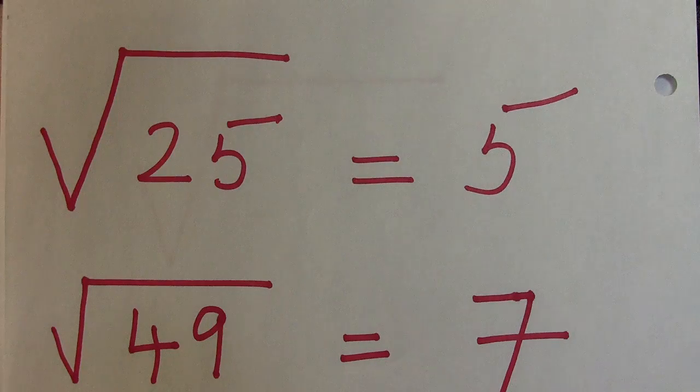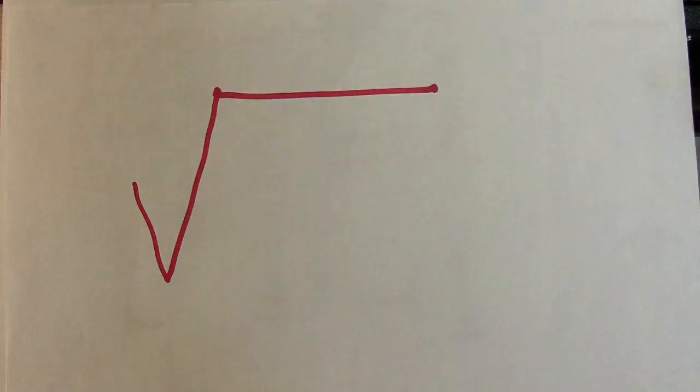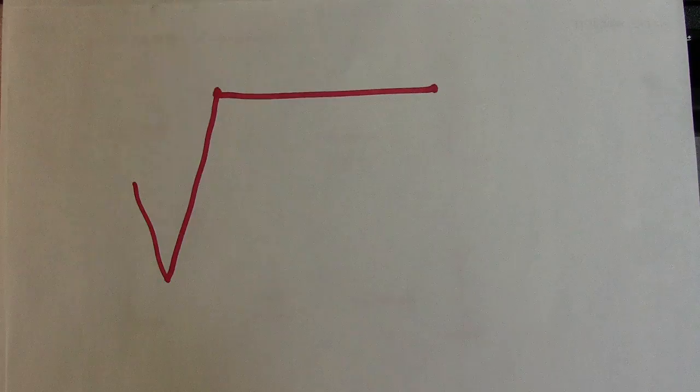We call the square root of -1 an imaginary number and designate it by a lowercase i. Incidentally, the square root symbol is called a radical and looks like this.